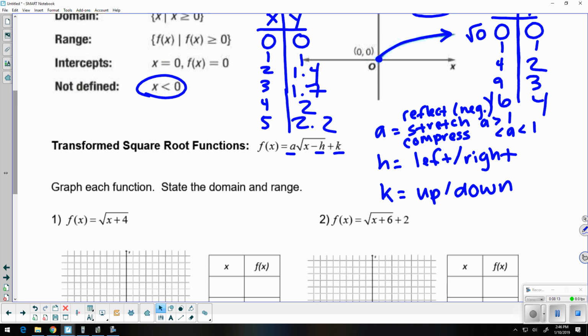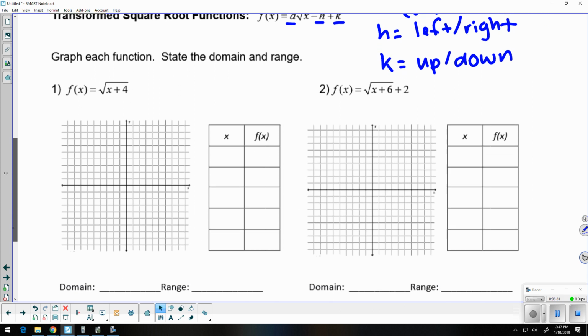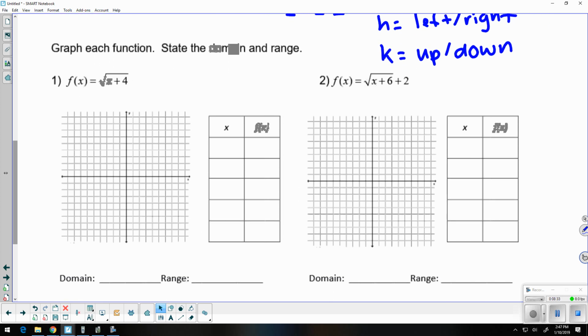So if it's less than 1 but bigger than 0, so basically a fraction, like 1/2 or 2/3, something between 0 and 1, then it's going to be a compression. Okay? So we have to graph each function below and then also state the domain and range. Again, we have to choose numbers for x and then we're solving for the y.